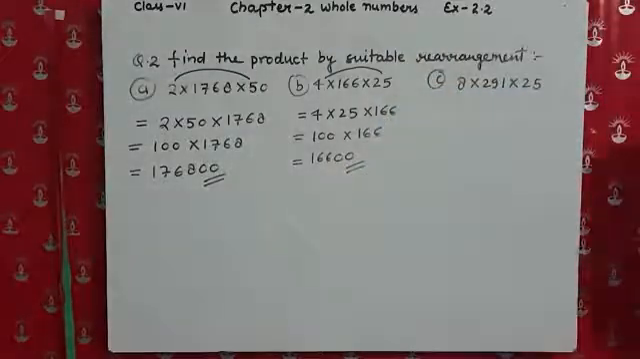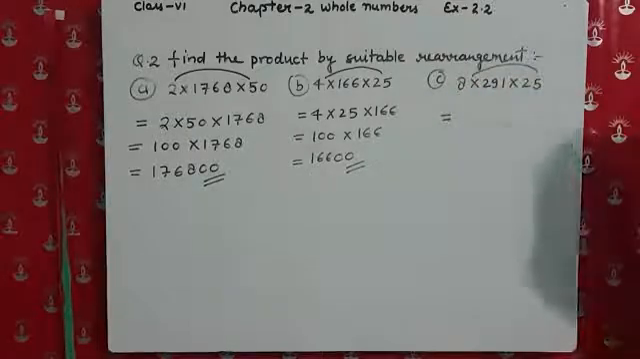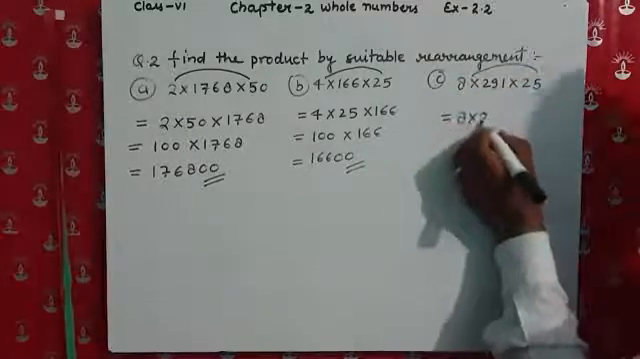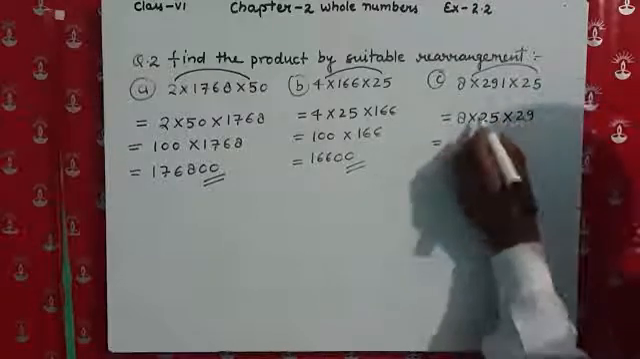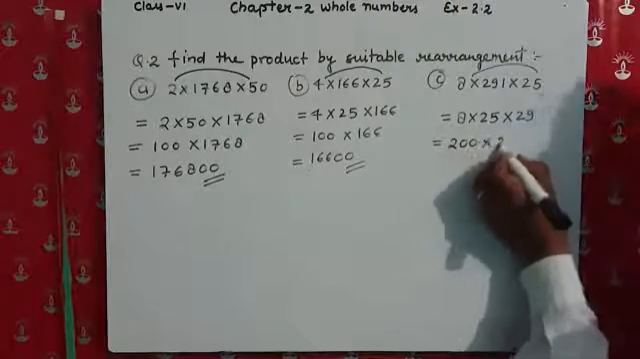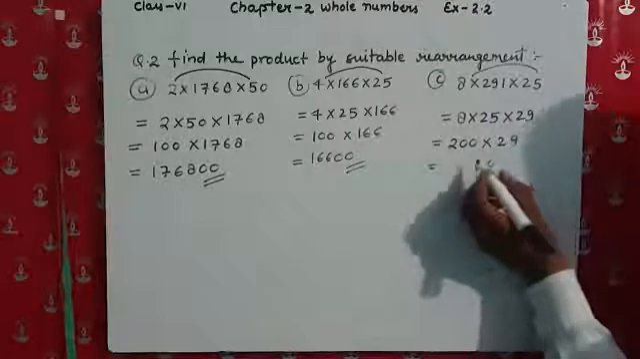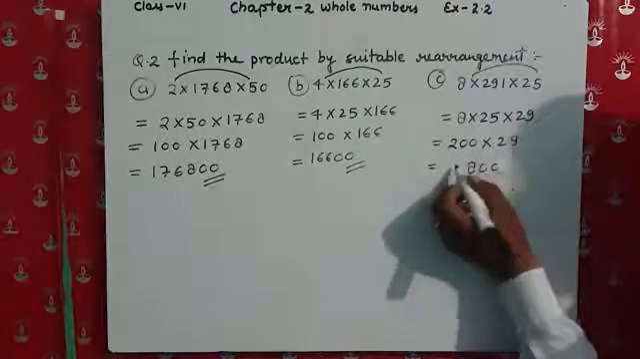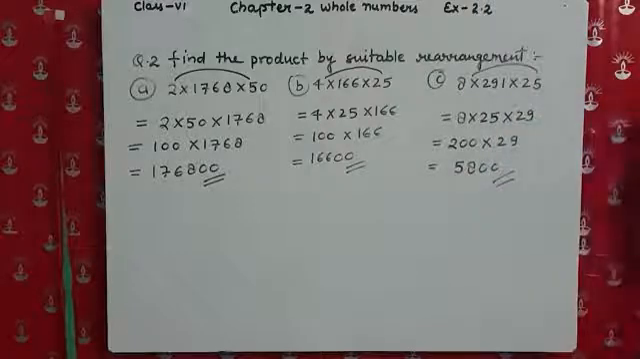Now going to the C part. Here we have to multiply 25 with 8. So 8 multiplied to 25, then we are getting this arrangement. Now 25 times 8 becomes 200, multiplied with 29. Here simply we have to place 2 zeros, and 2 nines are 18, and 2 twos are 4 plus 1 is 5. So this will be the answer. Now the remaining parts you have to do by yourself.